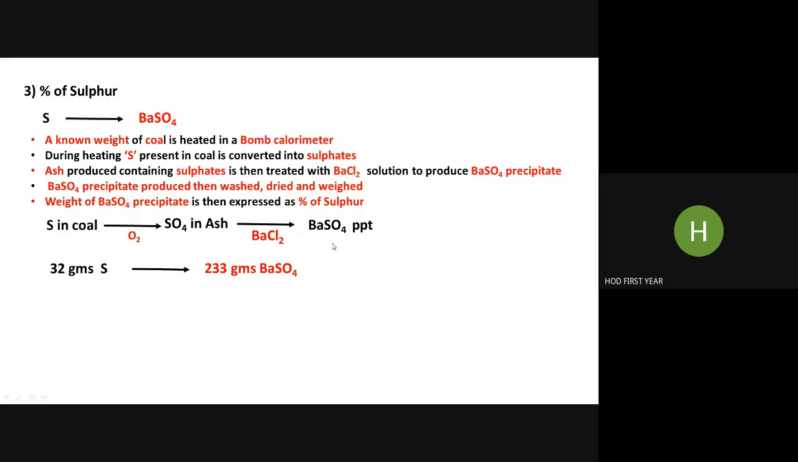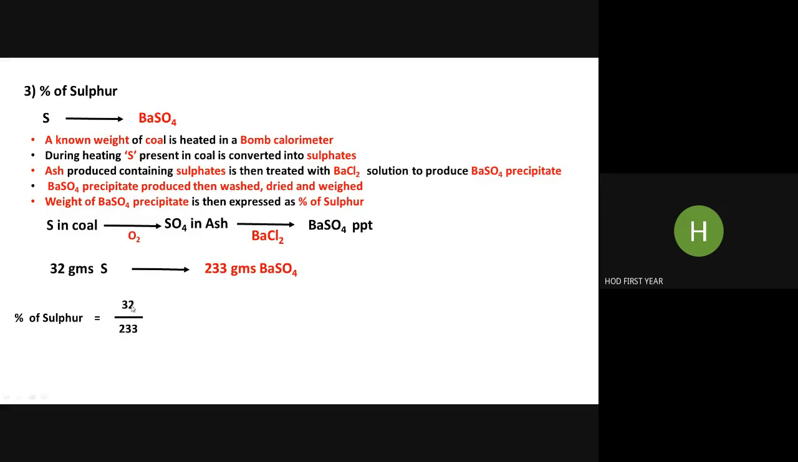Okay. So now we will write the formula for percentage of sulfur. Accordingly, our logic is the same. The atomic weight of sulfur, the reactant, with sulfur in coal, that atomic weight goes in the numerator, then the molecular weight of the product, 233 grams, the molecular weight of BaSO4, which is the product, will come here in the denominator.